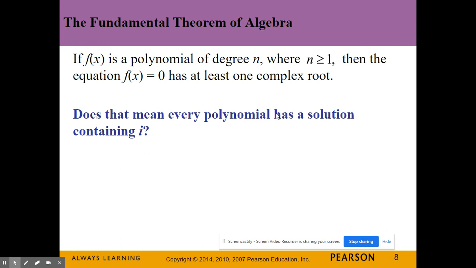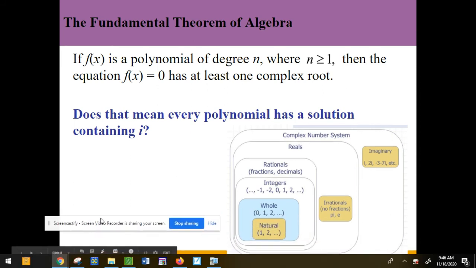So the fundamental theorem of algebra says if f of x is a polynomial of degree n, where n is greater than or equal to 1, then the equation f of x equals 0 has at least one complex root. All right, so basically what it's just saying is you have at least one root, and as we were talking about on the previous screen, typically you're going to have the amount of roots that the degree is.